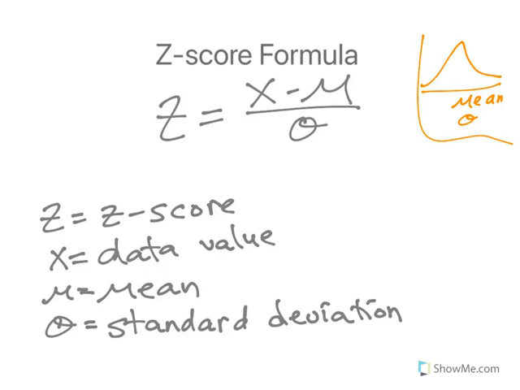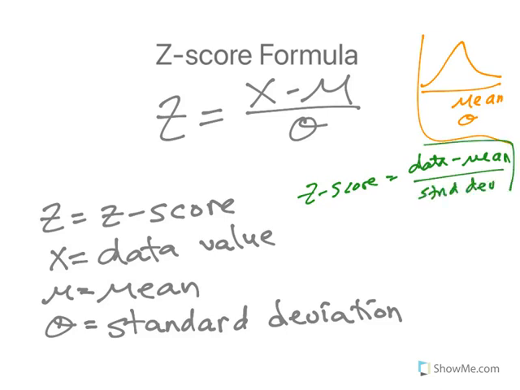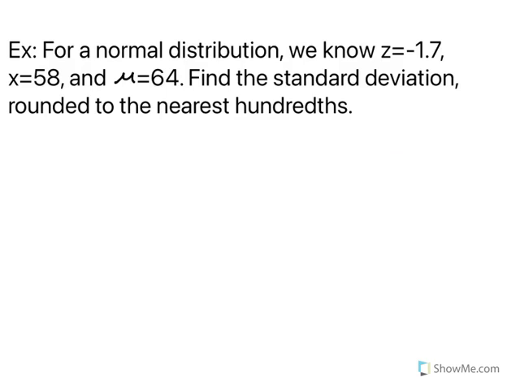So remember that the z-score formula means we have the z-score equals the data value minus the mean all over the standard deviation. Sometimes I think it's easier to talk about these with words rather than just the symbols. But z equals x minus mu all over sigma. Let's play. For a normal distribution, we know that z is negative 1.7, x is 58, and the mean is 64. Find the standard deviation rounded to the nearest hundredths.